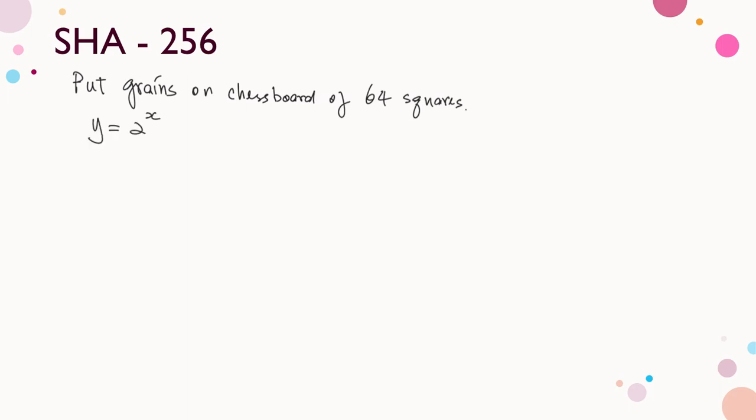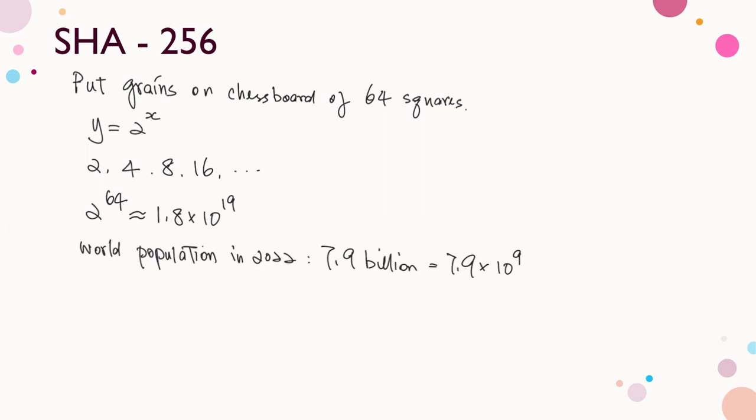When I taught the chapter on exponential functions in my class, I usually started with a story of putting grains on a chessboard of 64 squares to help my students imagine the power of the exponential function y = 2^x. It increases slowly at the beginning: 2, 4, 8, 16, small numbers. But when it takes more terms, say 64, how big is 2 to the power 64? Check with a calculator. It is 1.8 times 10 to the power 19. The world population in 2022 is 7.9 billion, that is 7.9 times 10 to the power 9. 2 to the power 64 is more than the world population by 2.3 times 10 to the power 9 times.